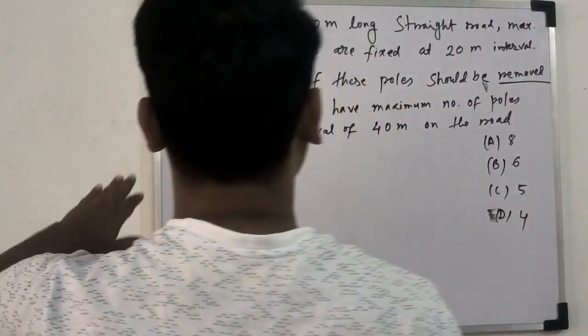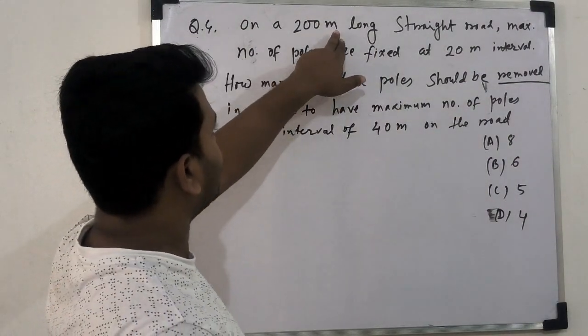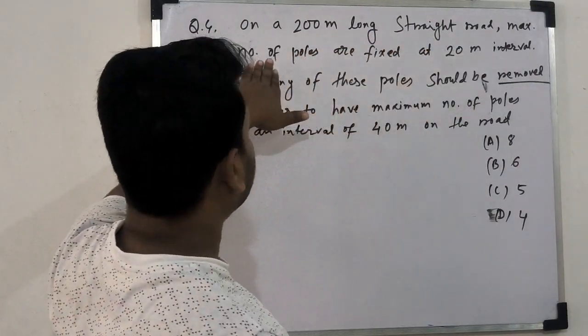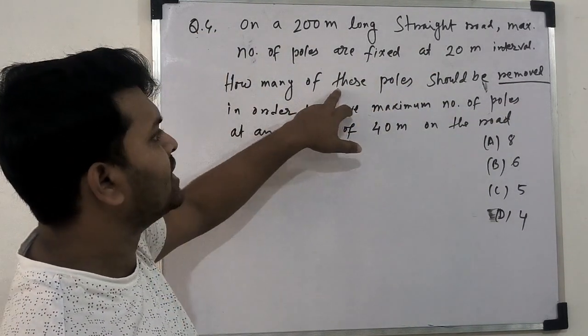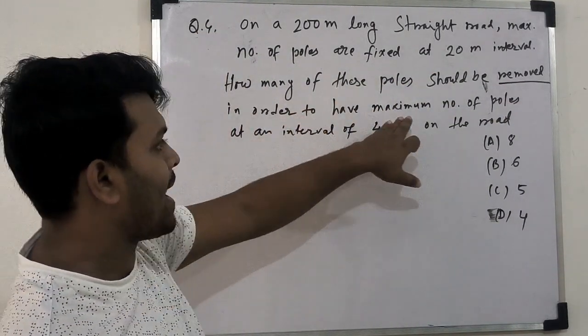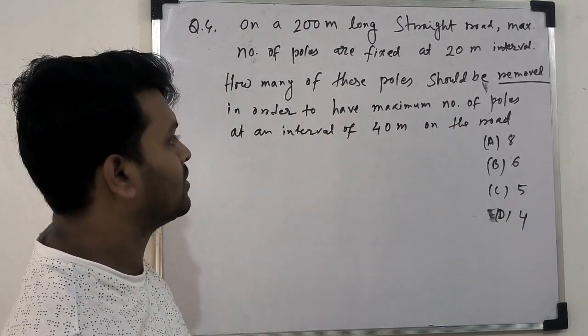Let us take the second problem. It is given that on a 200 meter long straight road, the maximum number of poles are fixed at 20 meter intervals. The question is: how many of these poles should be removed in order to have the maximum number of poles at an interval of 40 meters?